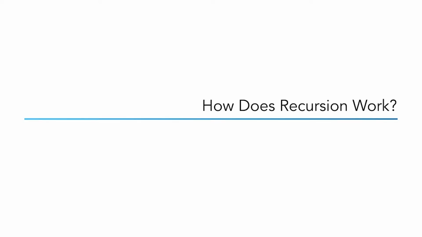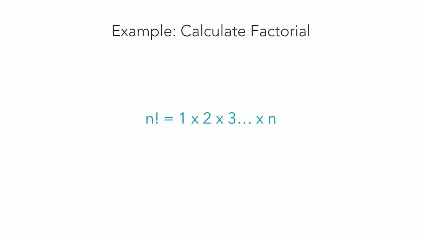So far, we've seen some examples of recursive functions and data structures. Now, let's check out how recursion works. I'm going to calculate the factorial of a positive integer n. This is a problem that can be solved using recursion, since the factorial is defined as the product of the integers from 1 to n.